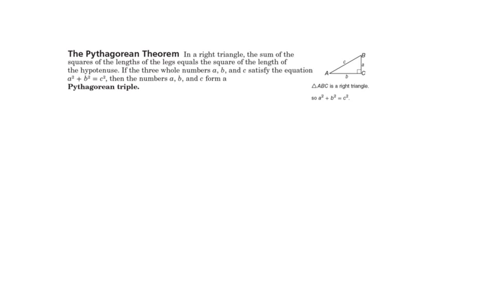By the end of this lesson, you should be able to find the third side of a right triangle given two sides by using the Pythagorean theorem, the famous Pythagorean theorem. So, in a right triangle, the sum of the squares of the lengths of the legs.